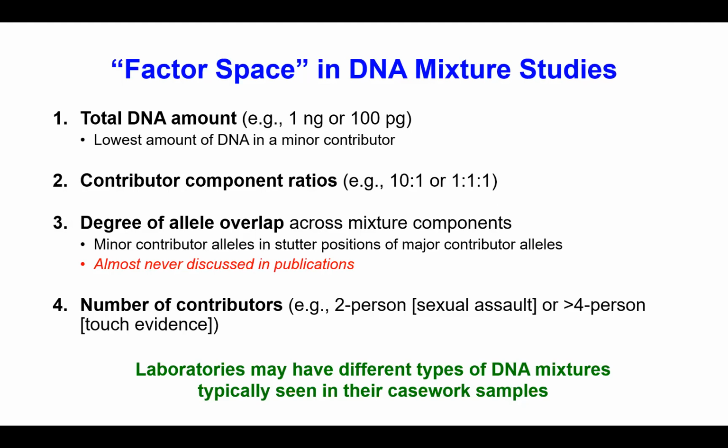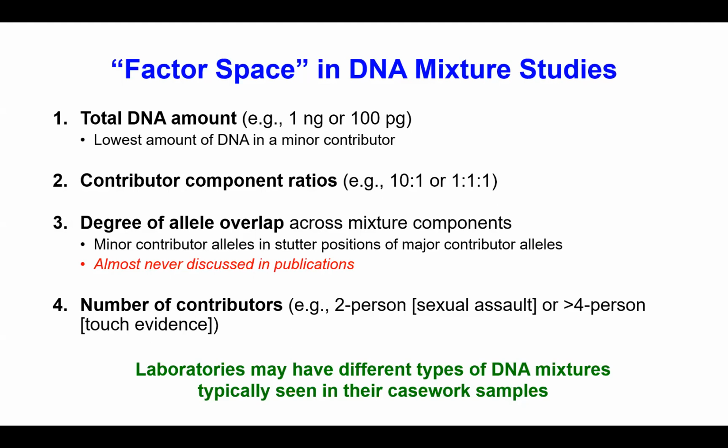One of the things that we found is quite important is the degree of allele overlap across the mixture components. This is something that is almost never discussed in publications, but minor contributor alleles can be in the stutter position of major contributors, and so you have to sort that out. Of course, the models in the probabilistic genotyping programs can account for that, but that's often challenging as people are trying to figure out how well they can do low-level samples where there may be dropout and so on.